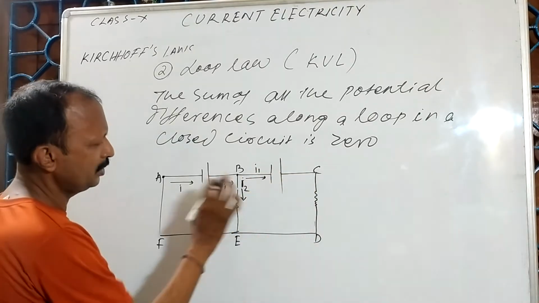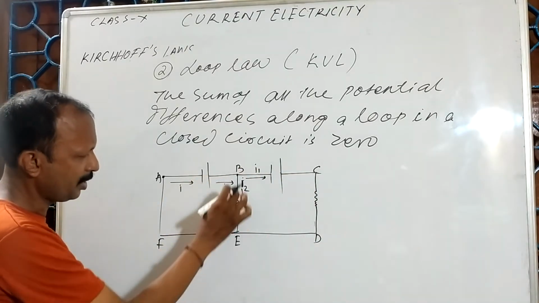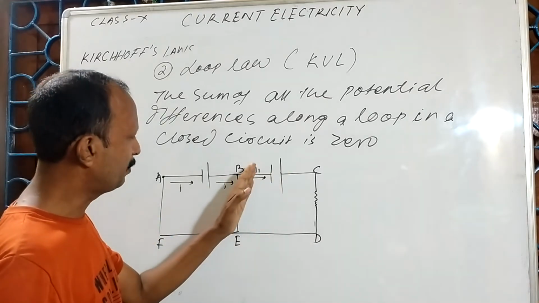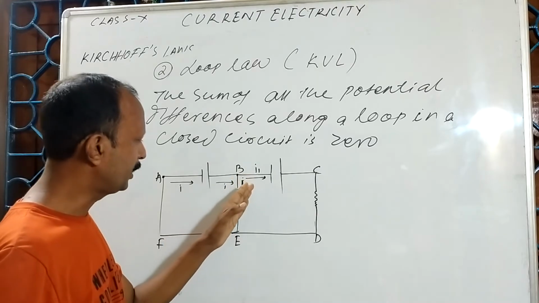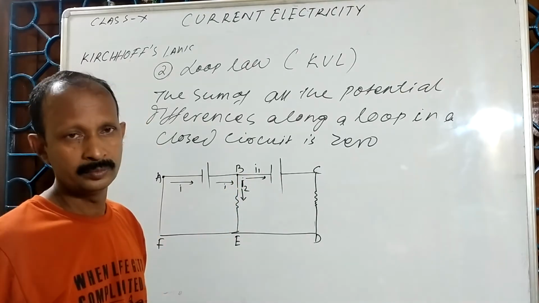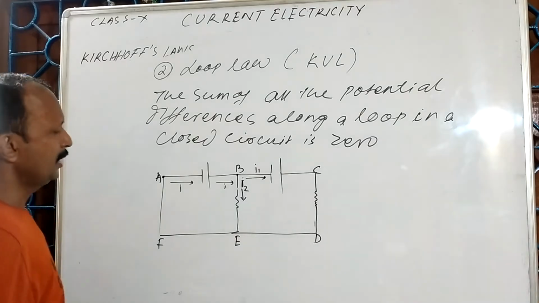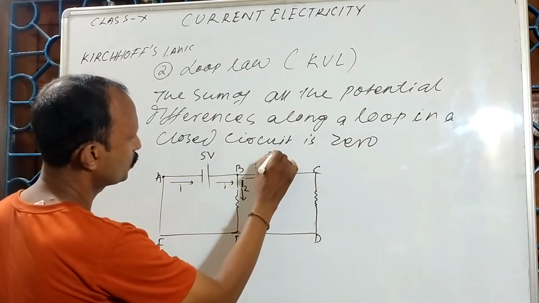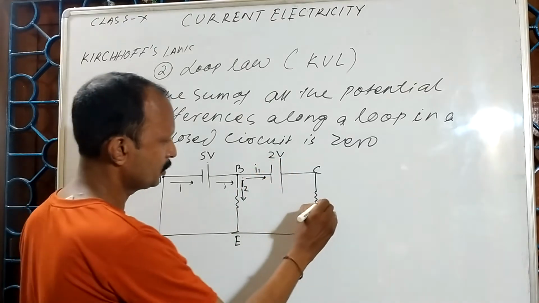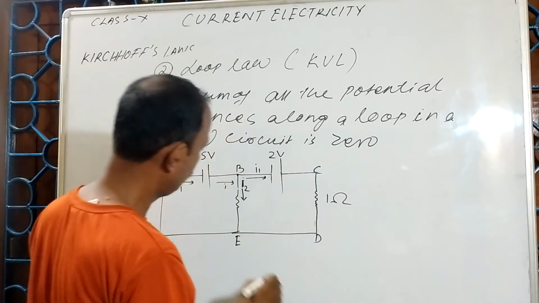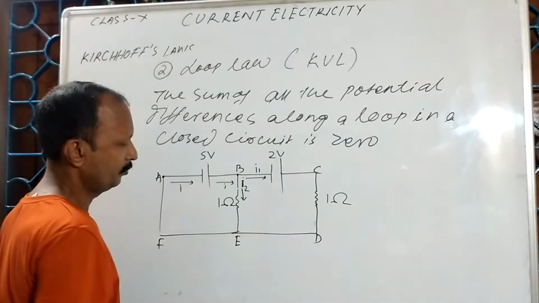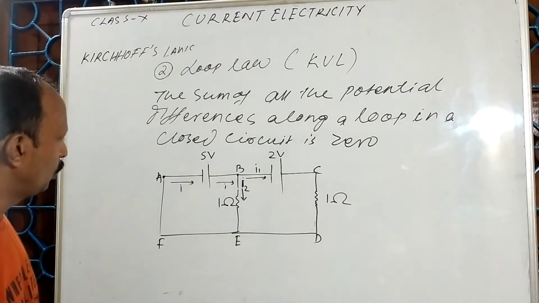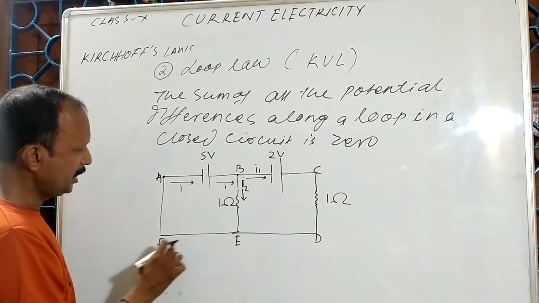So there may be a chance. Here I have taken, let the current go this way, and let the current go this way. So here I have taken I1, here I have taken I2. For example, this is 5 volt. This is 2 volt. Here is 1 ohm. Here is also 1 ohm. These resistors are there. Now we consider the loop A, B, E, F, A.